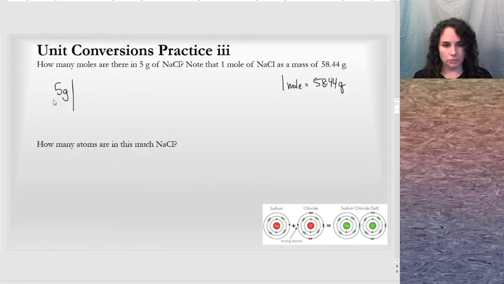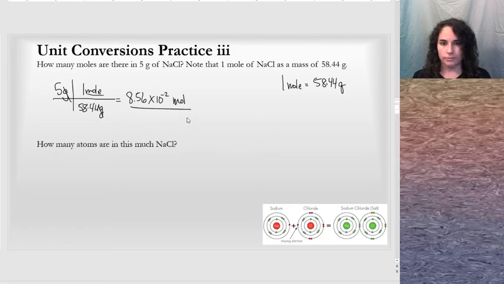All right, so if I do this ladder here, I can just say that 58.44 grams is 1 mole. And when I multiply that out, actually divide, right? The grams cancel, and I'm left with mole. It'll be 8.56 times 10 to the negative second moles. Okay, so whatever a mole is, you don't even need to know what a mole is. You can just do a conversion here because you understand what unit conversion is.